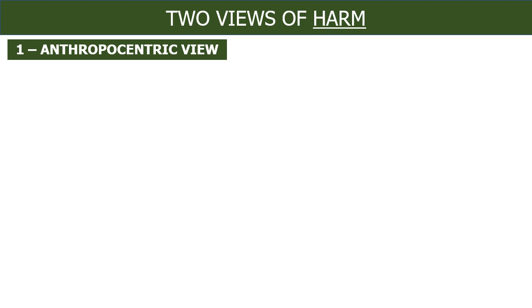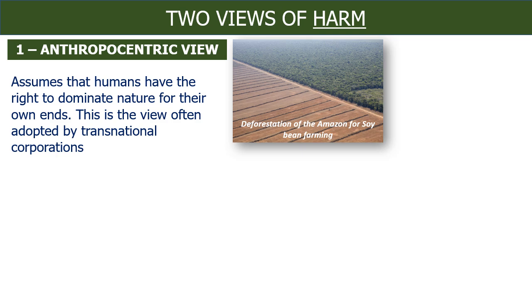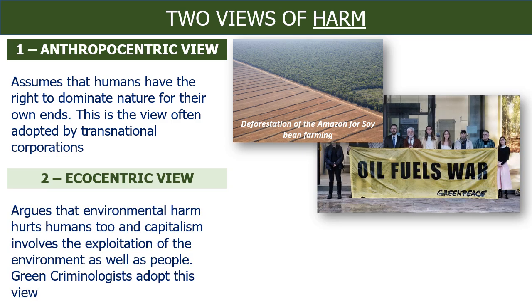So there are two main views when it comes to looking at how we can consider harm. The first one is the anthropocentric view, which makes the assumption that humans have the right to dominate nature for their own ends. This is the view which is often adopted by transnational corporations. Humans are essentially at the centre of the world in which we live. The ecocentric view is that environmental harm hurts humans as well, and that capitalism involves the exploitation of the environment as well as its people. This is the view that will be adopted by green criminologists.